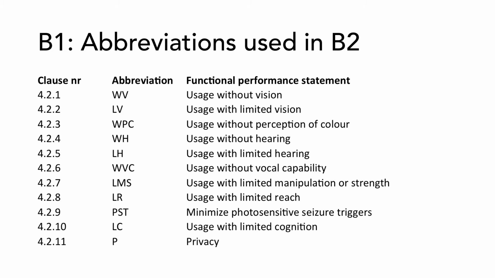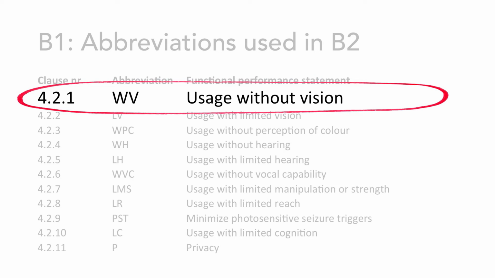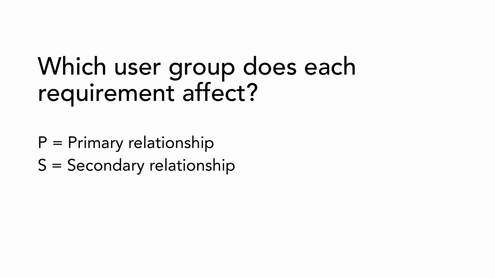To read the table, you need to understand some abbreviations. First, there are abbreviations of the user needs of Chapter 4. So WV means without vision, for example. Which user group does each requirement affect?